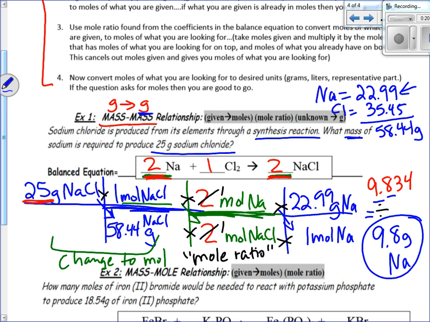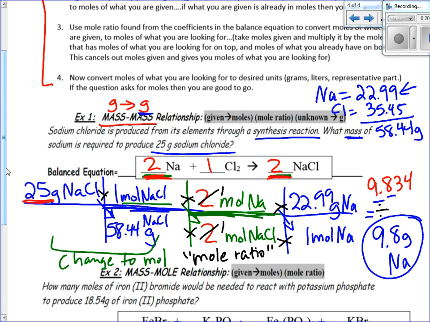Okay? That is what we call a mass to mass. That one takes 3 steps. First, mass, change it to moles. Do the mole ratio, switch compounds. Then change the new compound back to the grams, or the new element. In this case, it was an element. Let's do one where it's just a 2-stepper, where you only have to do 2 steps.